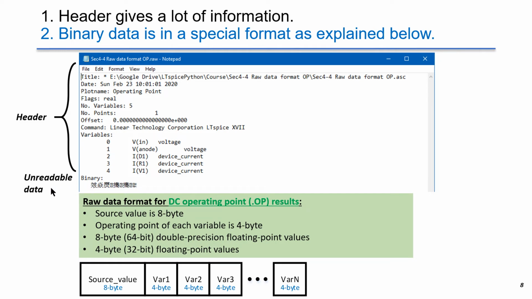Binary data is still unreadable. So here is the raw data format for DC operating point. The source value is 8 byte. For this case, it's Vin voltage, followed by different variables such as anode voltage, current over D1, resistor 1 current, and current into the voltage source V1. Each of the variables is in 4 byte.